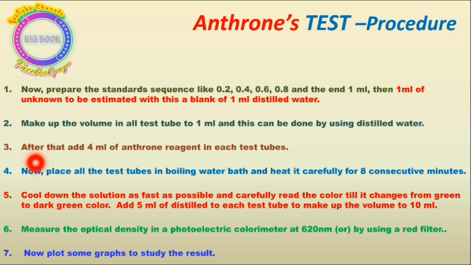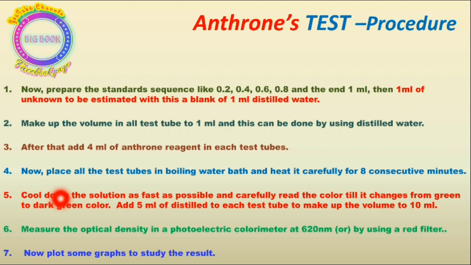Next, after that add 4 ml of Anthrone reagent in each test tube. Including the blank, the unknown, and all the sequence test tubes from 0.2 to 1 ml of the working standard we have taken, to all the test tubes from first to last, we are going to add 4 ml of Anthrone reagent. Now place all the test tubes in a boiling water bath and heat carefully for 8 consecutive minutes.